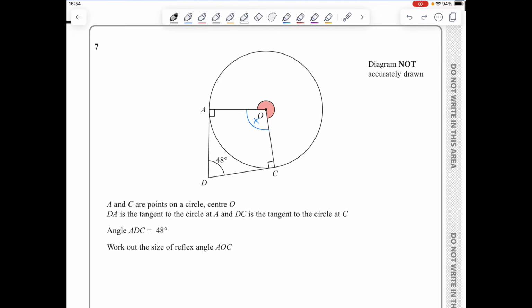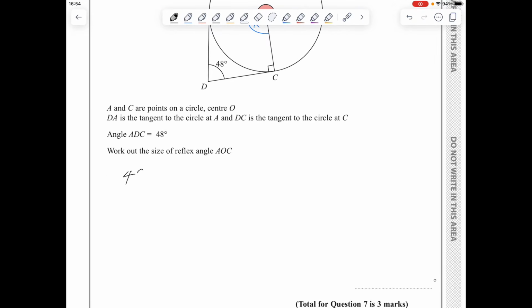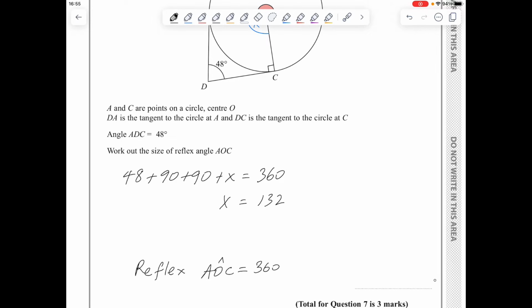So I have the following: 48 plus 90 plus 90 plus x equals the sum of the angles in a quadrilateral, which is 360. X comes out to be 132. So the reflex angle AOC is equal to 360 minus 132, which comes out to be 228 degrees.